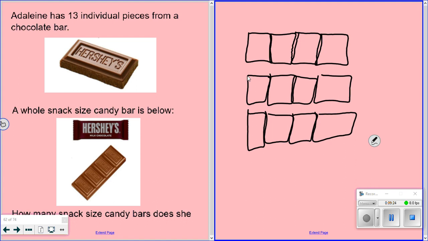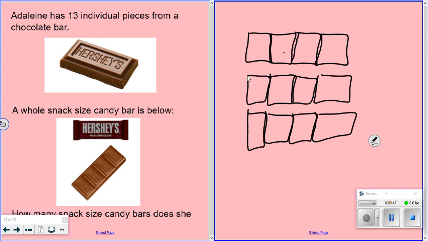But wait. 1, 2, 3, 4, 5, 6, 7, 8, 9, 10, 11, 12. What's going on with that? I thought I had 13 pieces. Jordan, do I have 13 pieces? What's going on with that? You have 3 whole snack bars and 1/4 of the snack bar.